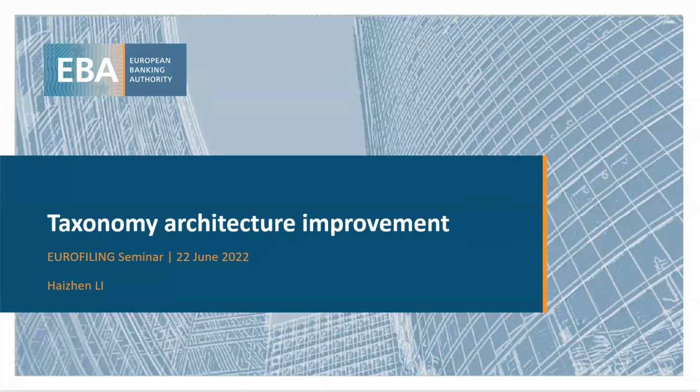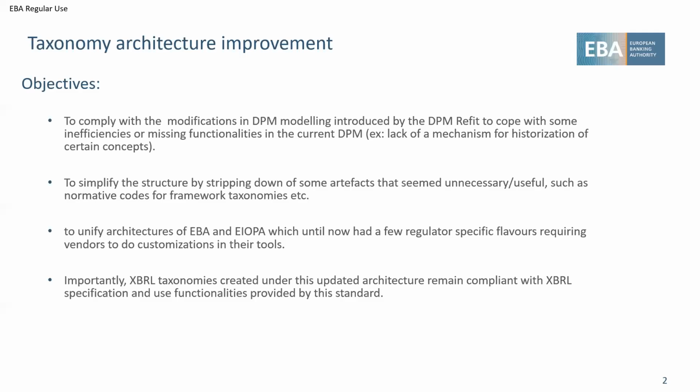The objective, of course, is to comply with the new requirements under the DPM Refit, to introduce some new features, and to address some inefficiencies that exist in the current DPM taxonomy architecture. Taking this chance, we would also like to simplify the structure by removing some artifacts that we judged not necessary, and sometimes just redundant and not useful for the data exchange. So we will try to simplify the architecture by removing some files in the different folders. And the third objective is to try to converge the taxonomy architecture of the EBA and EIOPA.